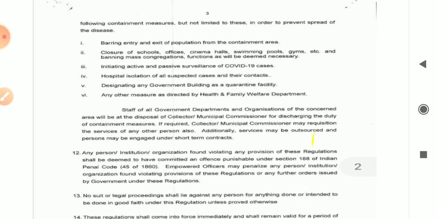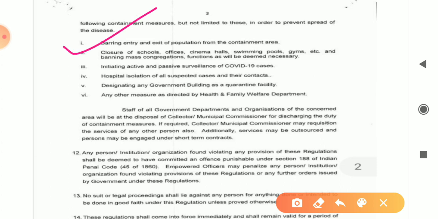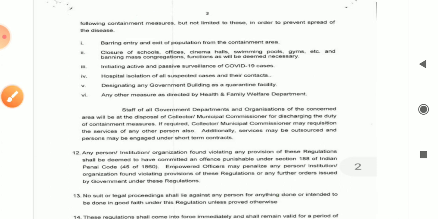So some restriction measures have been enforced in order to curb the disease. Barring entry and exit of the populations from the containment area, closure of school offices, cinema halls, swimming pools, gyms, etc. and banning mass congregations and functions will be necessary.